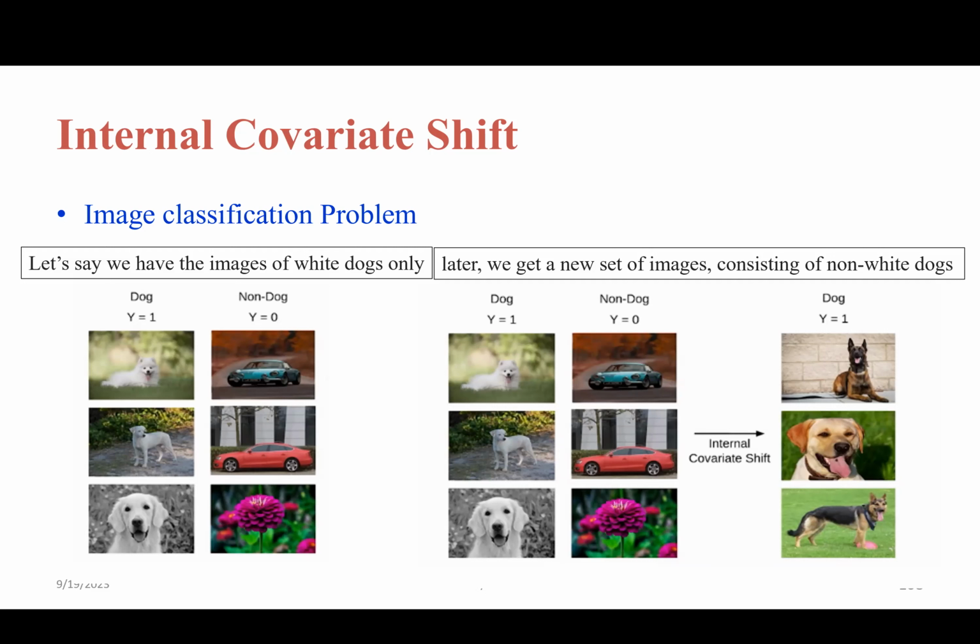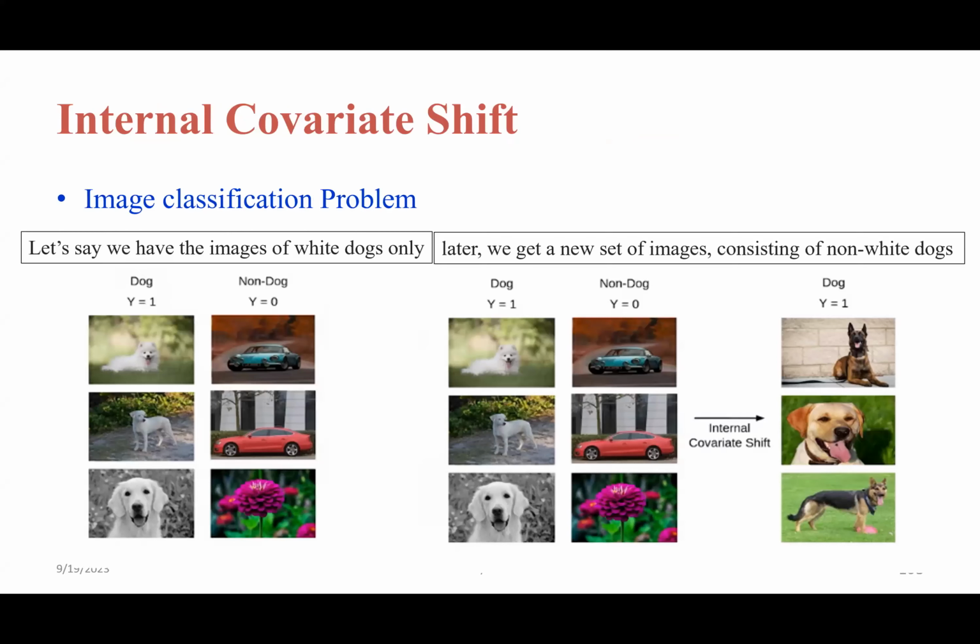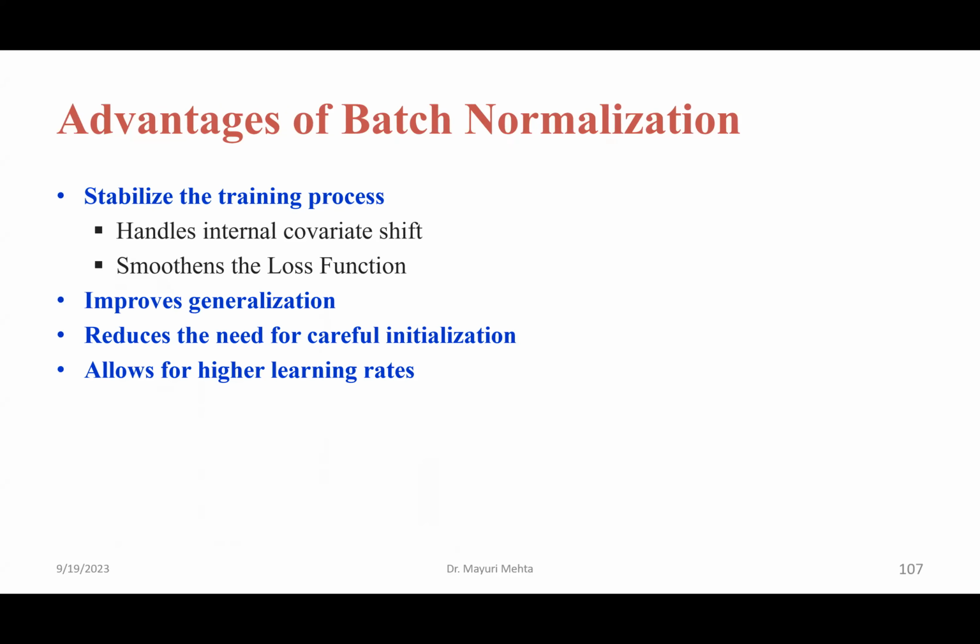If the learning rate is low, the training will be slow. If the learning rate is high, then the speed of training would also be high. So batch normalization allows us to use higher learning rates, right? And that way also it helps us to speed up the training of the neural network. So these are the advantages of batch normalization: it improves generalization, reduces the need for careful initialization, and allows for higher learning rates.